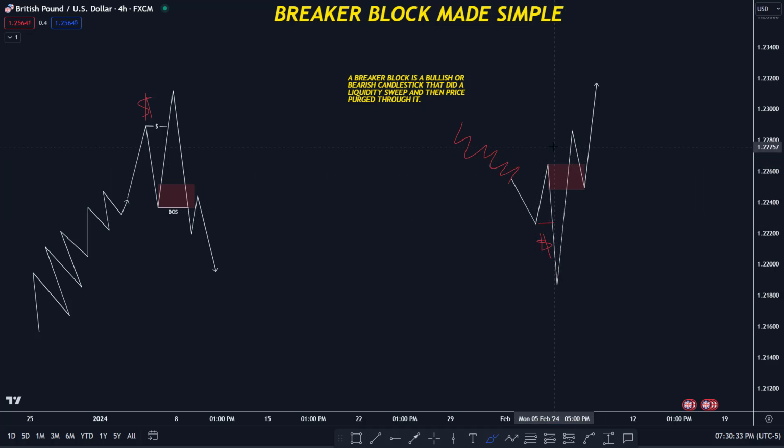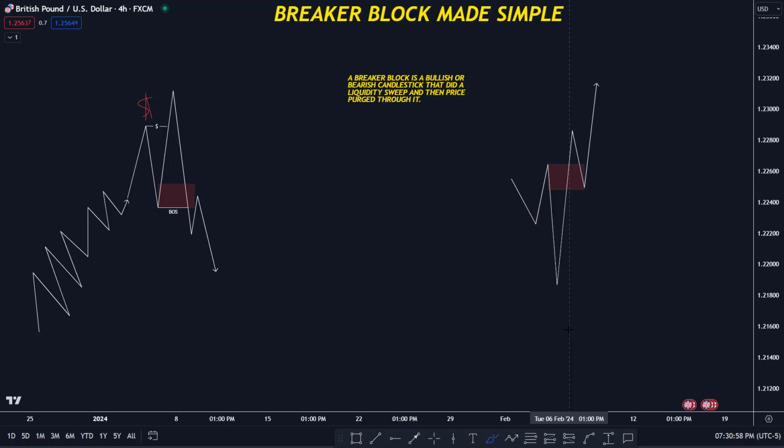So the last bullish candlestick before price did the liquidity sweep. As we can see, price started pushing back higher. The last bullish candlestick before this liquidity sweep happened is our bullish breaker block. So after our breakout structure, we can expect for price to come back and give us a slight pullback right into our bullish breaker block and then go higher.